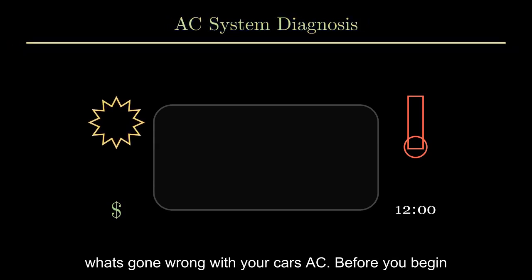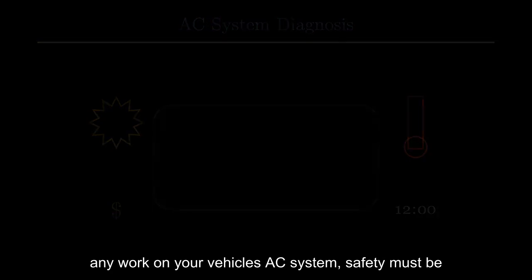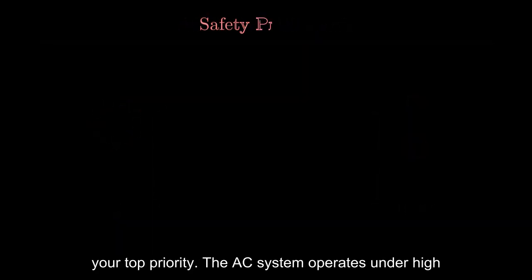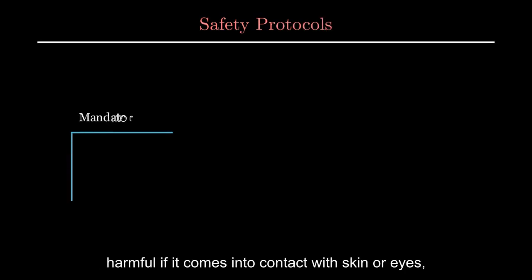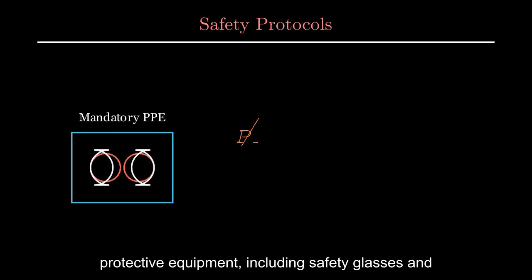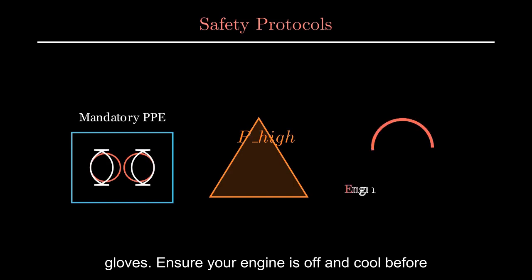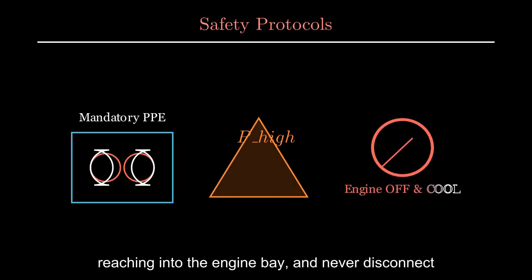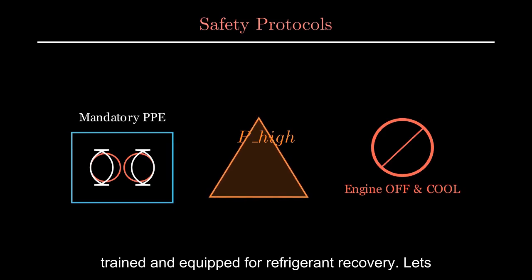Before you begin any work on your vehicle's AC system, safety must be your top priority. The AC system operates under high pressure and contains refrigerant, which can be harmful if it comes into contact with skin or eyes, or is inhaled. Always wear appropriate personal protective equipment, including safety glasses and gloves. Ensure your engine is off and cool before reaching into the engine bay, and never disconnect refrigerant lines yourself unless you are properly trained and equipped for refrigerant recovery.